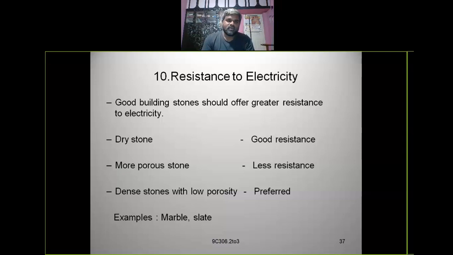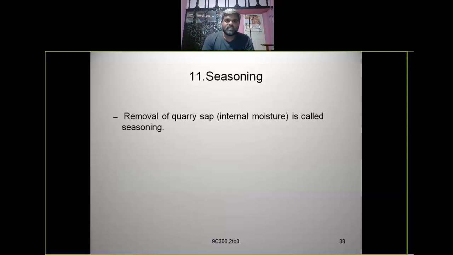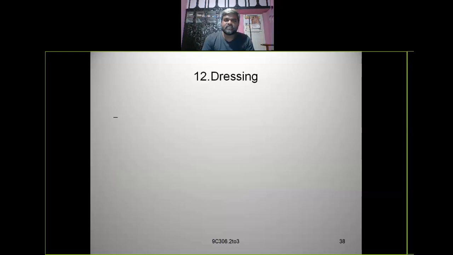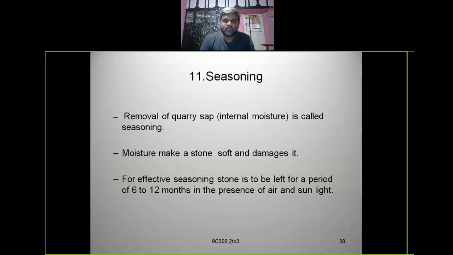Like we saw in the video, marble can be used as switchboards of electrical fixtures. Seasoning. What is seasoning? Seasoning is drying, right? Removal of moisture from the stone is called seasoning. See, removal of quarry sap. What is it? The internal moisture. Removal of internal moisture is called seasoning.